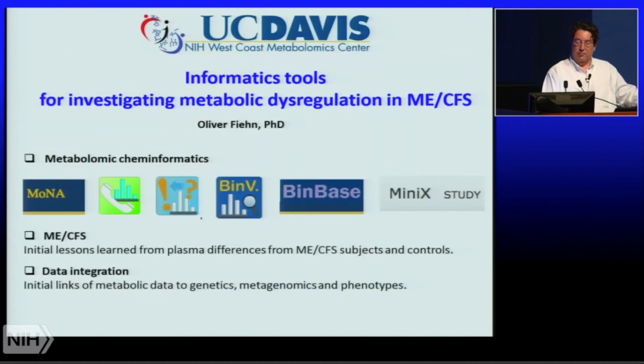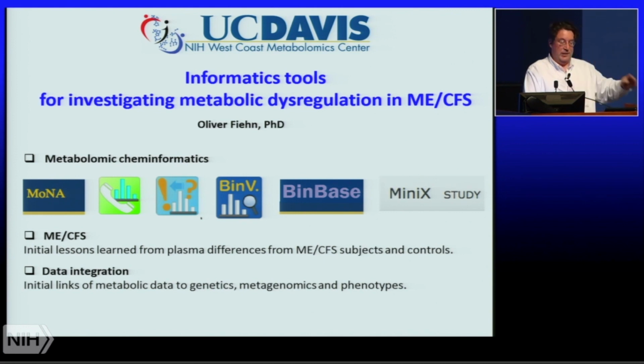So overall, I've shown you some of the tools that we have developed and how they can be used. Some initial lessons we learned from plasma differences, similarities and differences to what was published before. And we see that we can integrate data through multi-omics, but we also see that it's not exactly easy to do. But there are tools from literature text mining, metagenomics, and other types of multi-omics tools that we can use to better interpret and also diagnose subjects.